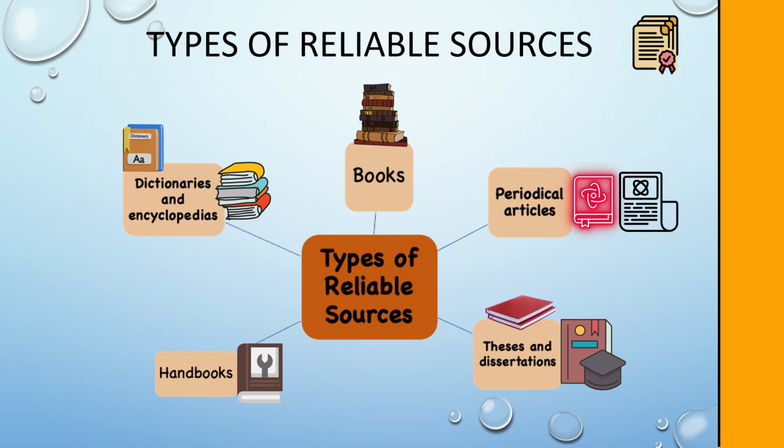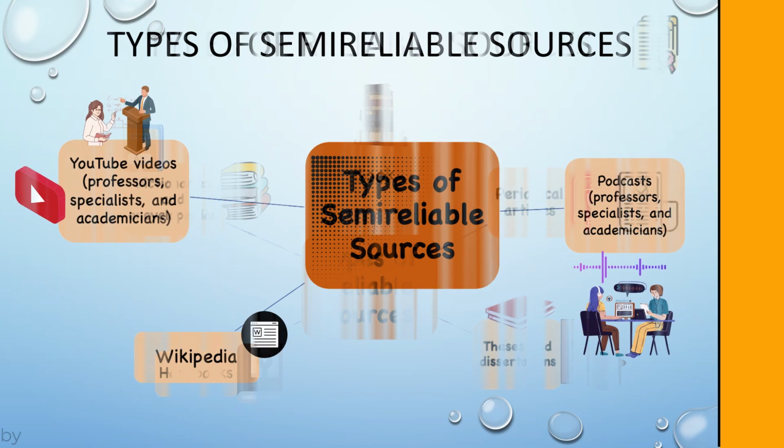Also, we have handbooks published by, for example, Oxford University, Routledge, and other institutes and academic authorities. We have dictionaries and encyclopedias. Also, in our department, we have many dictionaries and many encyclopedias. You can consult them, and all of these five are called reliable sources.